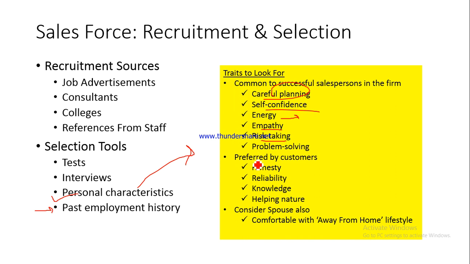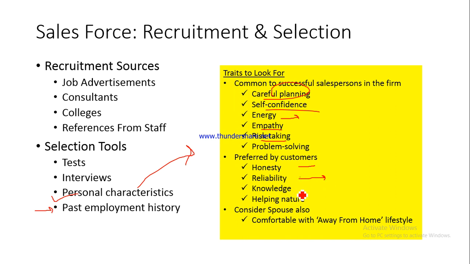Then the customers also prefer certain qualities, certain traits in the salesperson. They prefer the salesperson to be honest, which means the salesperson should not be duping, should not be fooling the customers. He should be reliable. If he makes a promise, he should fulfill that particular promise. If he promises that the delivery would be made by 30th of November, then the delivery should be made by 30th of November. So this is what reliability is.